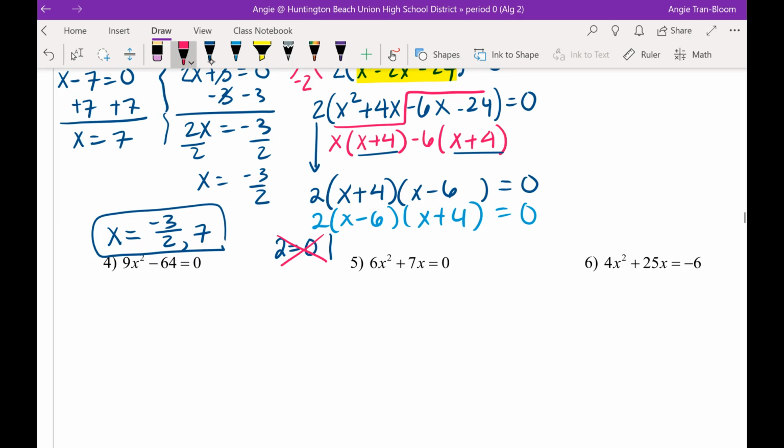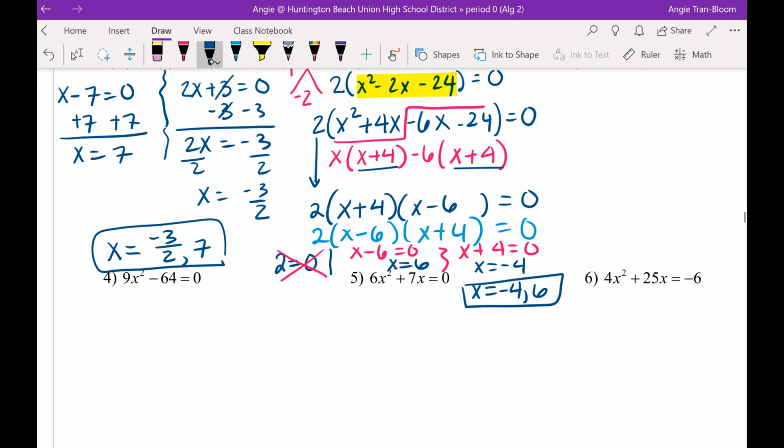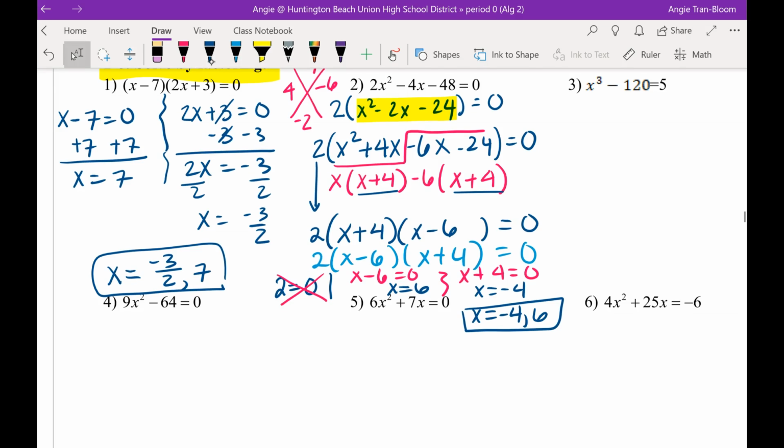So then we move on to the next factor, x minus 6 equal to 0 or x plus 4 equal to 0. So what is the first x? X equals 6. What's your next x? X equals negative 4, and then we'll put it together and box it up. So x equals negative 4 comma 6. Box that up. Okay.